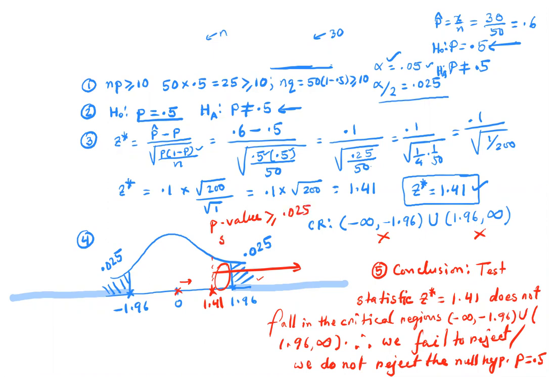So we do not reject H naught, the null hypothesis, that P is equal to 0.5. And that is the whole story, guys. And this is exactly the same process that you are going to be doing for all of hypothesis testing. And that's it.